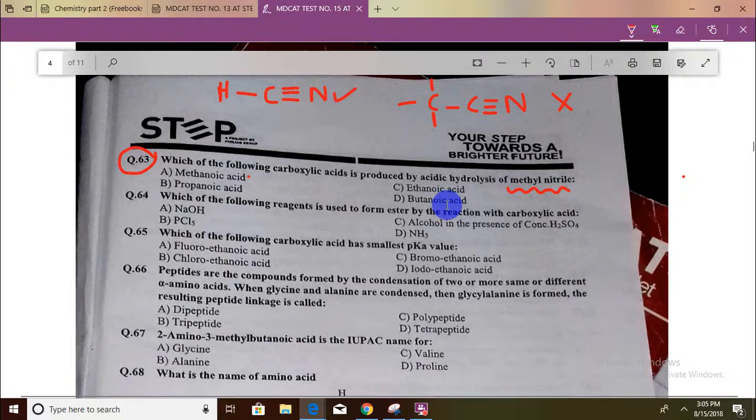So which of the following reagents is used to form ester by the reaction with carboxylic acid? NaOH, obviously not. PCl5, no. Alcohol, yes. So this was a really obvious question. This sort you get free marks out of.